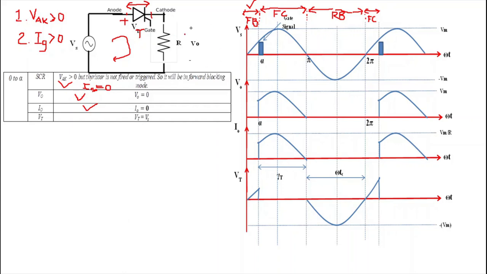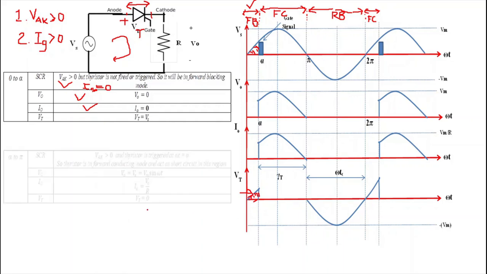When the output is 0, what happens? The switch is open, so the whole sinusoidal voltage will appear across this thyristor. So we get this portion of the sinusoidal waveform appearing across the thyristor drop. Here this is equal to Vs.